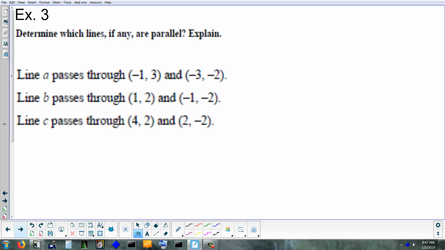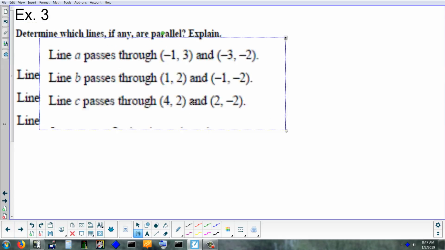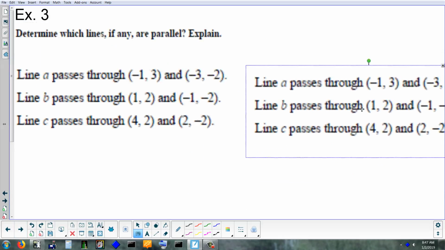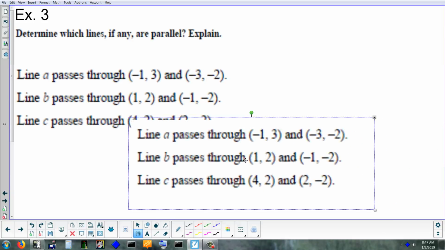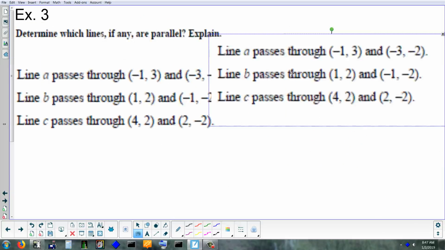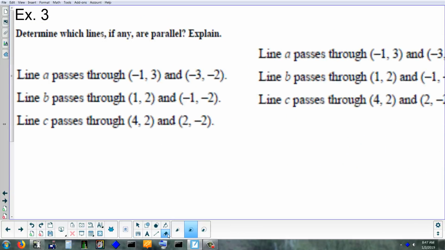For these, what do we have to do first? Because before, like examples 1 and 2, we were given the slope. For this, we're not given the slope. So what do I have to do? There's this specific formula I have to use to figure out the slope. Not y equals mx plus b, not y minus y1 equals m(x minus x1). What does it use? Rise over run, right?